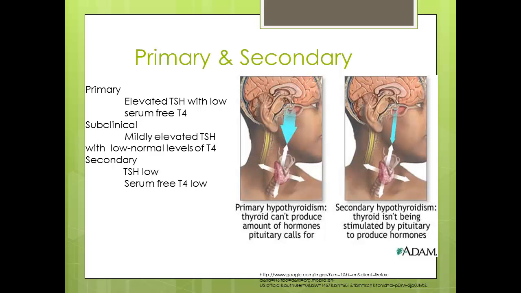There are also subclinical patients in primary hypothyroidism that have mildly elevated TSH levels with low to normal levels of T4. In secondary hypothyroidism, the thyroid isn't being stimulated because there is an issue with the pituitary producing the hormones. So in secondary hypothyroidism, the TSH is low as well as the serum-free T4 low.